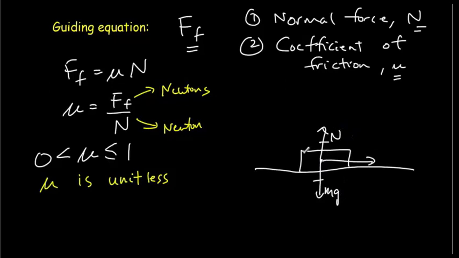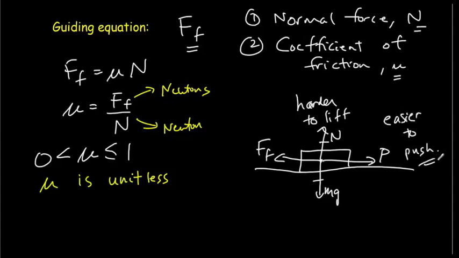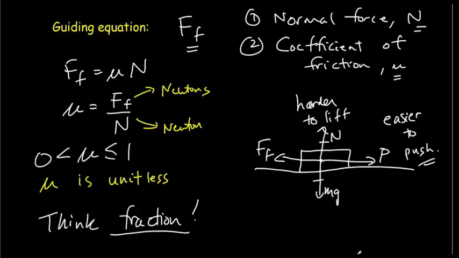And if we pushed it at constant velocity, then of course the force of friction would have to equal the push force. So in order to lift the object, we've got to lift it with a force equal to the weight, or the normal force. And that normal force is always going to be bigger than the force of friction, that is, the force you have to push it with. So it's always harder to lift an object than it is to push. And the coefficient of friction is just sort of saying, how much easier is it to push than to lift? When you're thinking about the coefficient, think fraction. It is simply what fraction the force of friction is of the normal force.